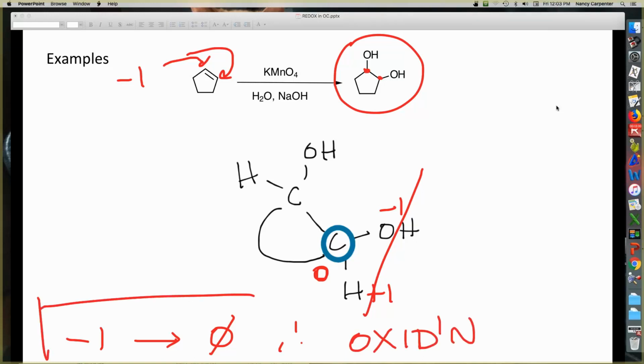Alright, when I say I'm going from -1 to 0, that's focusing on only one of the carbons. If you look at the overall change in oxidation states, I have -2 going to 0 because we have two -1 carbons in the starting material.